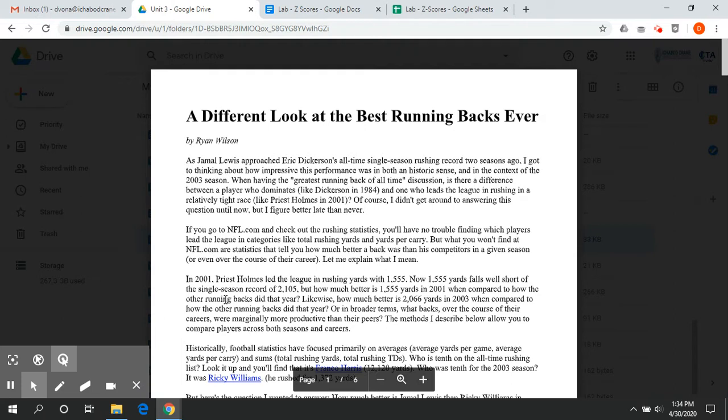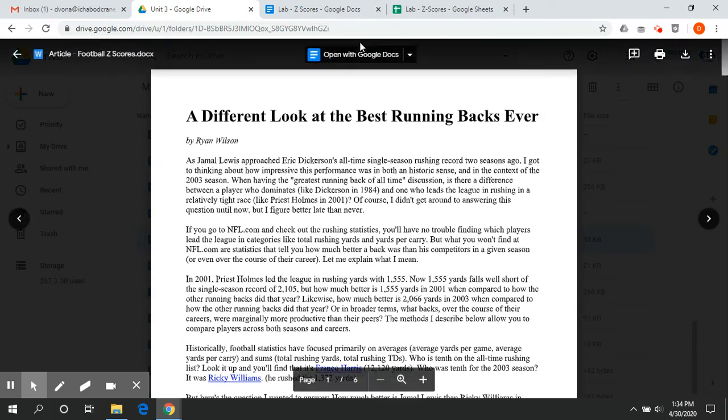So with that, today's topic is the z-score. Now, if you've read the article, Different Look at Best Running Backs Ever, you've probably got a small sense of what a z-score is, but we're going to run through an example together here, and then you'll get to mess around with them more during your lab. So the great thing about z-scores for sports is that it allows us to compare players from different eras.